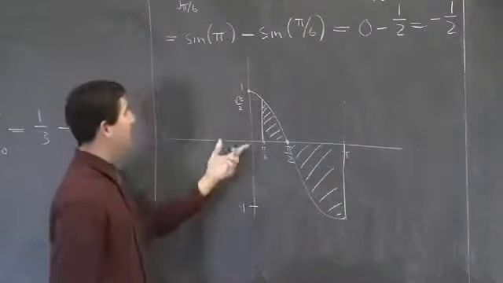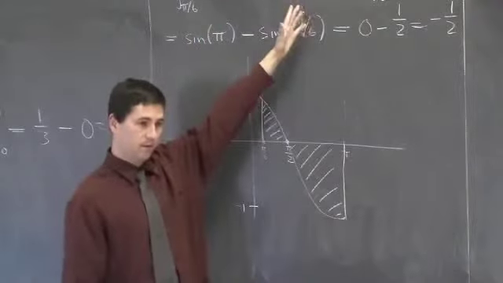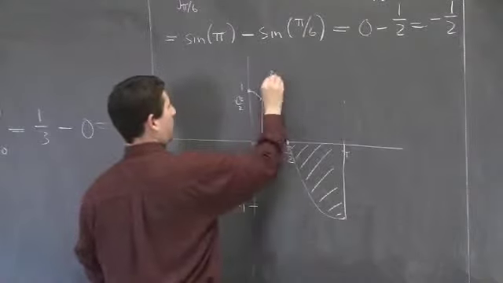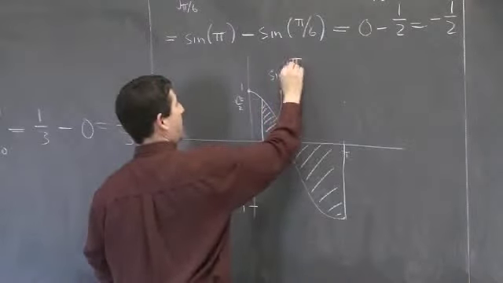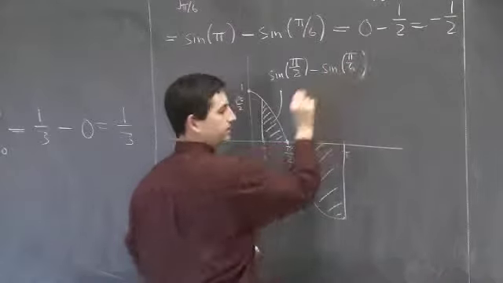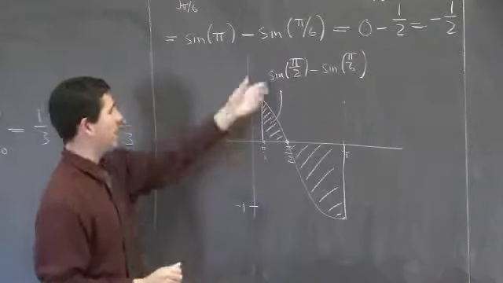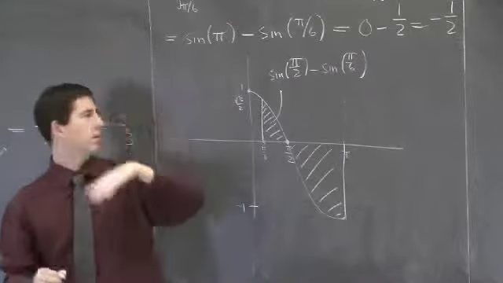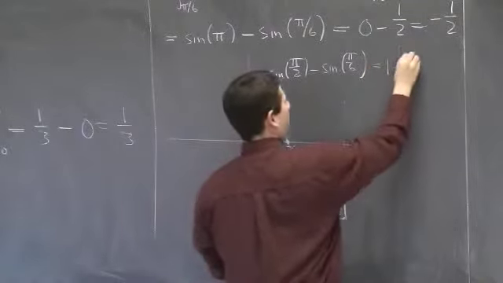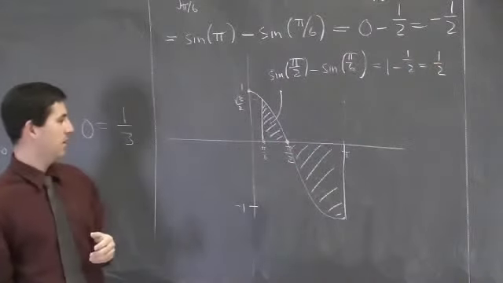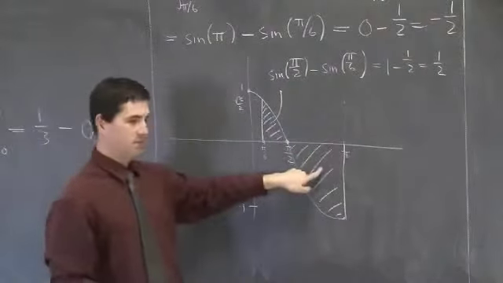So what's really nice is we already know the antiderivative. Right? We can just compute this really easily. So for instance, this bit is sine of pi over 2 minus sine of pi over 6. Okay, sine of pi over 2 is, that's 1 up there, minus a half. So it equals a half. So how much area is down here?